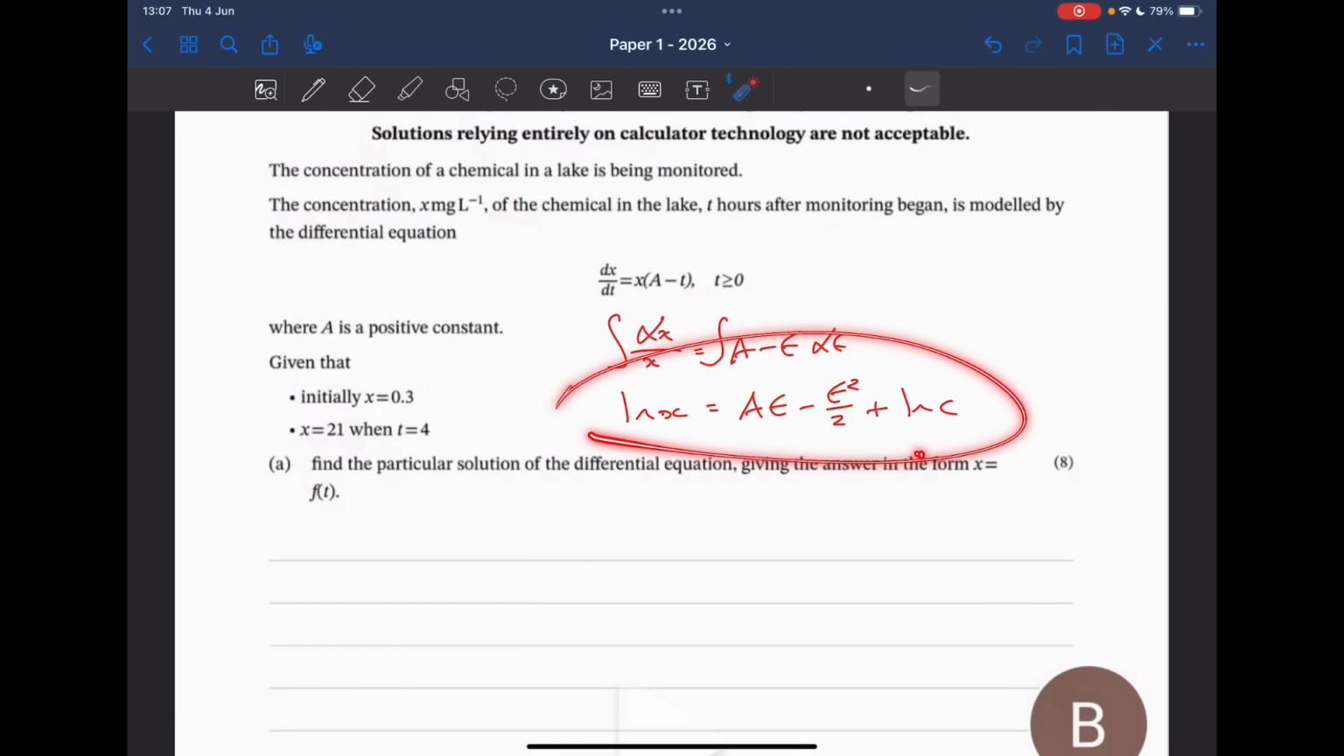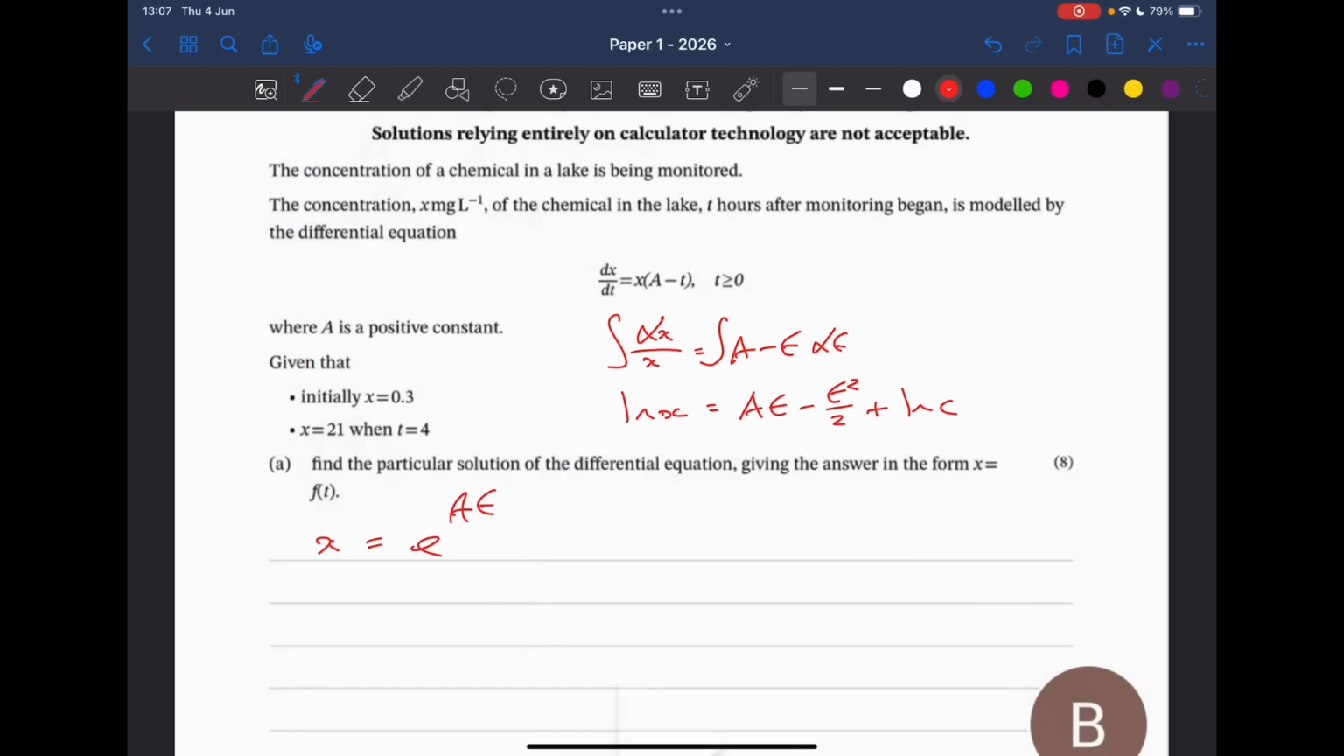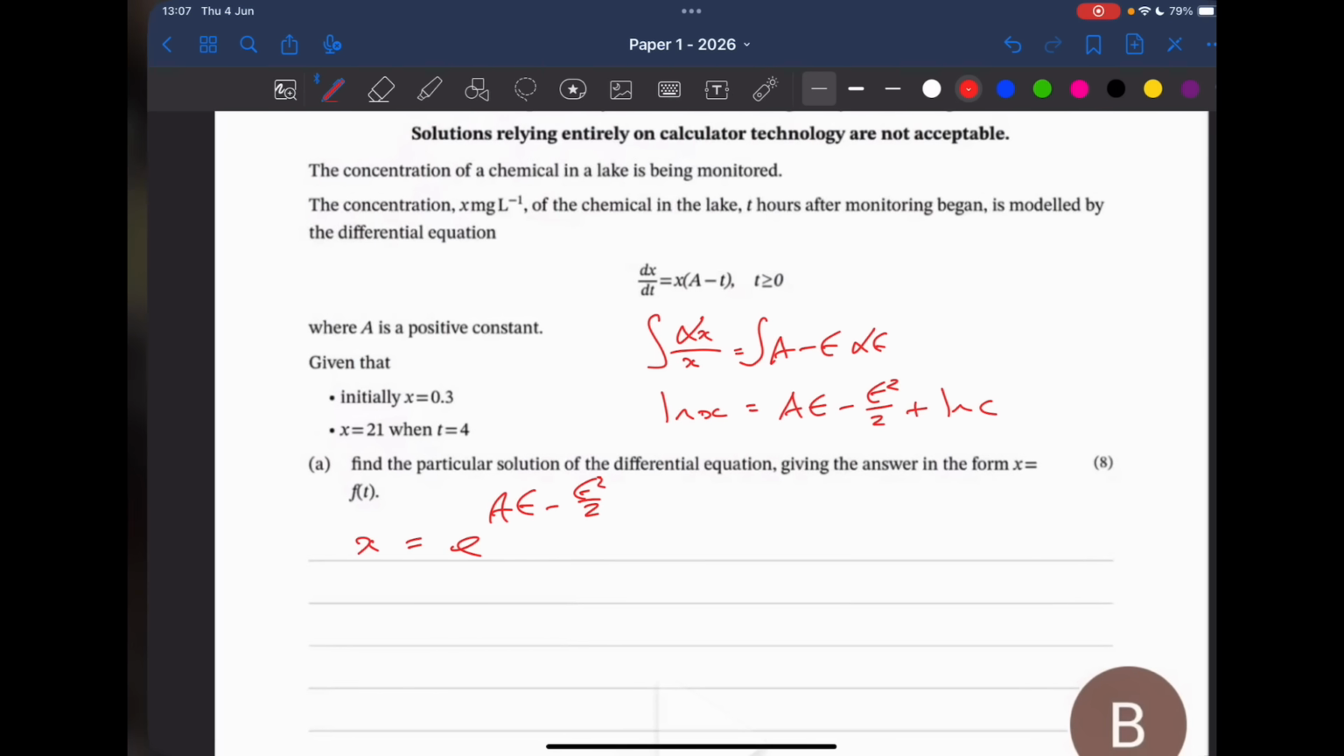So that's good. We want to plug in our values then. But let's actually first rearrange, I think is the easiest thing to do. So let's take exponentials of both sides. So x will equal e to the power of that stuff, at, and then we're also going to have minus t squared on 2, and plus the log c.